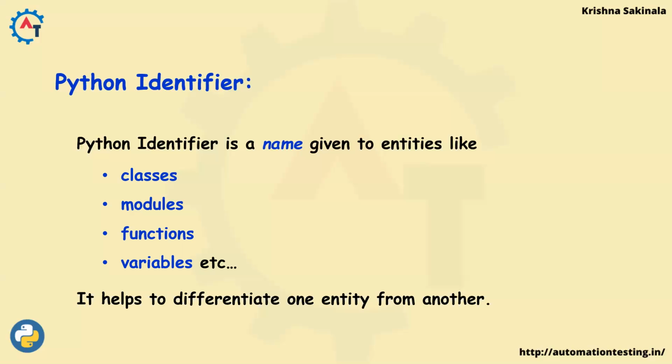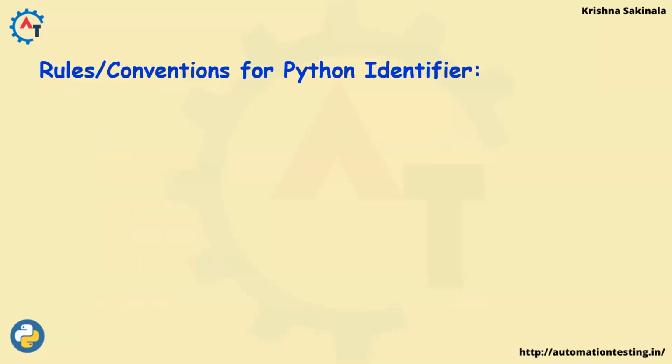Okay. So do you have any rules or conventions for Python identifiers? I'll give some name, so while giving that name, do you have any rules to name something? We have so many rules. You cannot straight away use anything to name classes or modules or functions, whatever it is. You need to follow some rules, so we'll see that rule one by one.